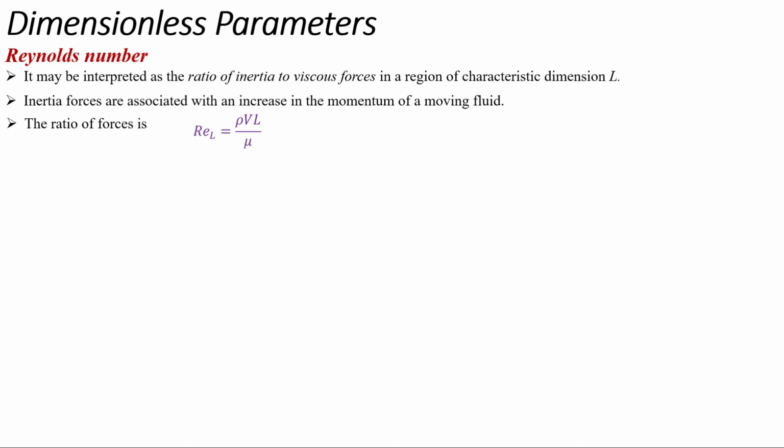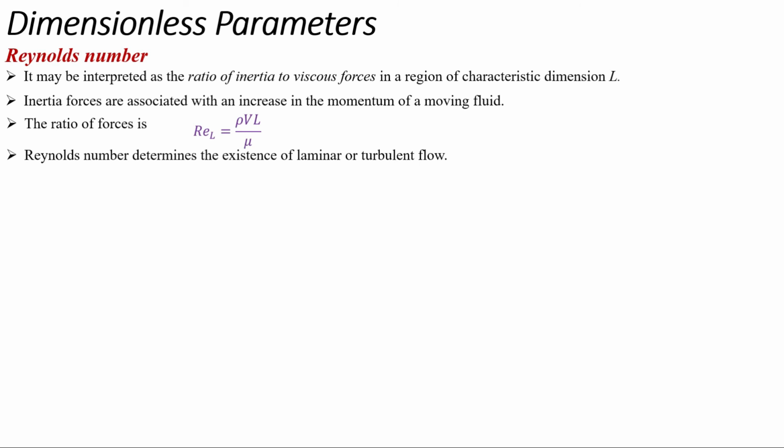Rho VL shows the inertial forces and mu shows the viscous forces. So it is a ratio of inertial forces to the viscous forces. Reynolds number classifies laminar or turbulent flow. If we have a large value of Reynolds number, it means that the flow is turbulent. If we have small values of Reynolds number, it means that we have laminar flow.